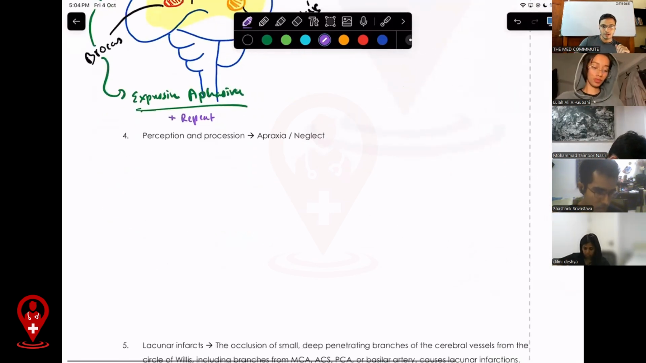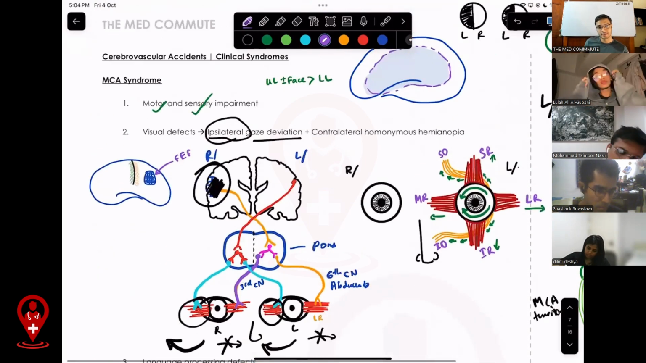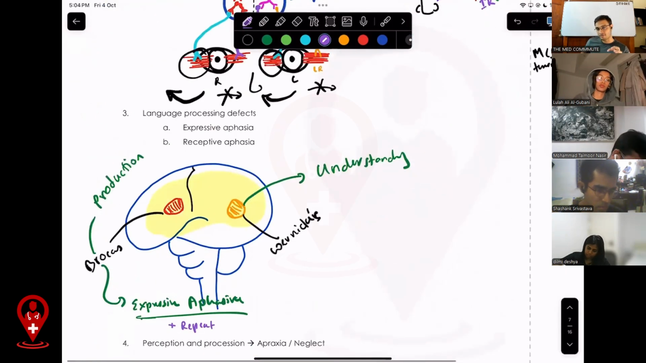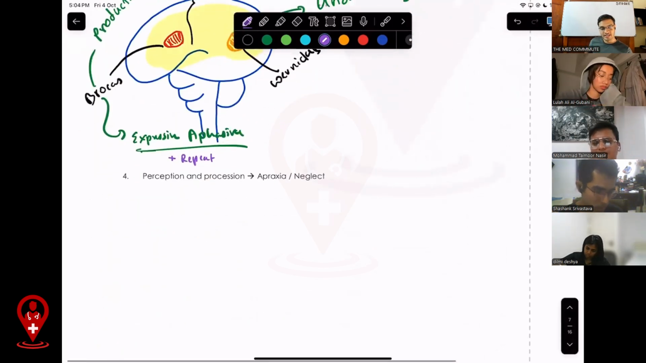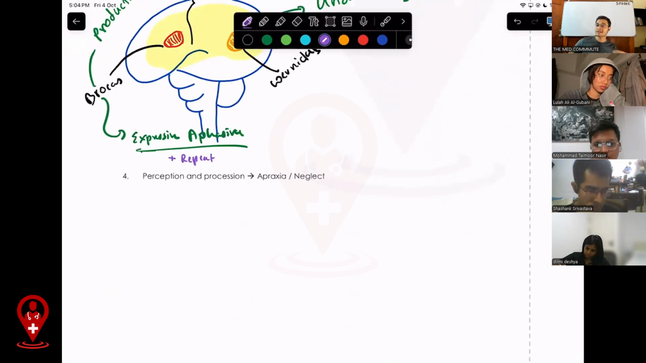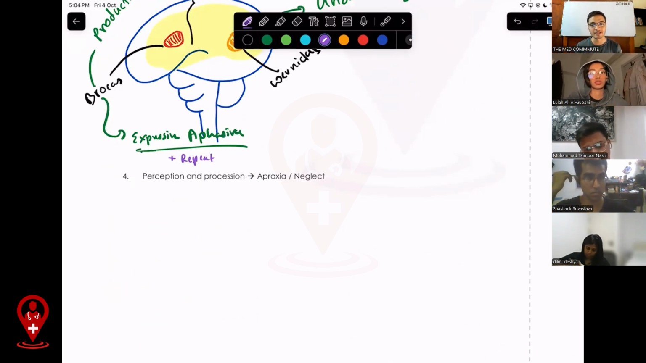Now, guys, we've talked about some symptoms that are very specific to both sides of the brain. That is the visual defects. Then we've talked about language processing, which is specific to the left side of the brain. There are also some features, guys, that are a little bit more specific to the right brain. Again, rarely these can appear on the left side also, but they're more specific to the right brain. What are these? It's apraxia and neglect. These are perception and processing issues, guys. Very interesting. Look at this.